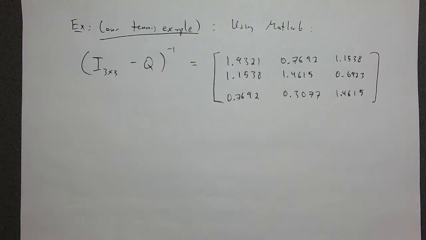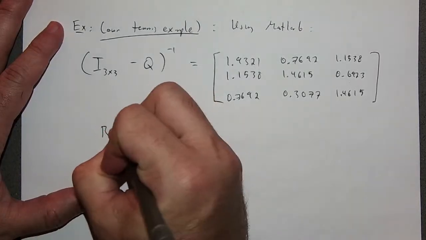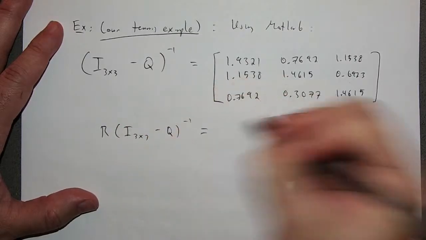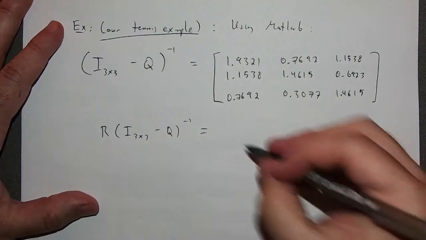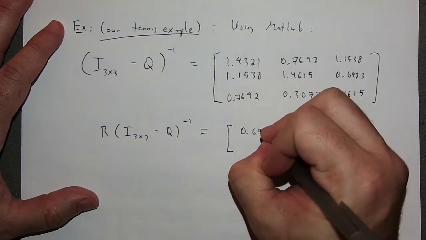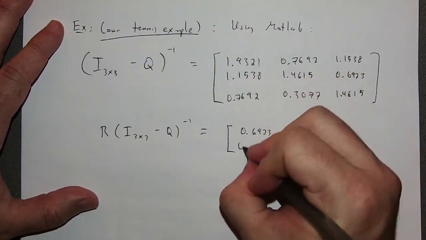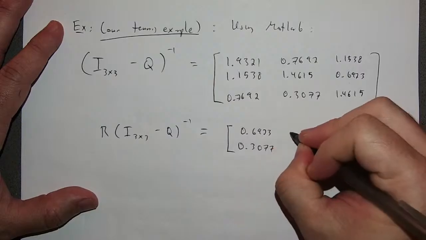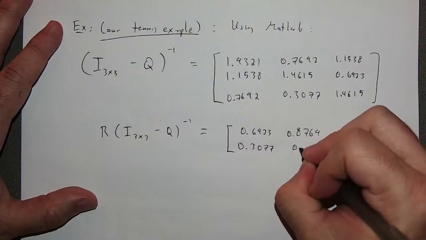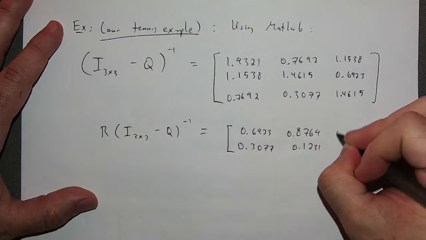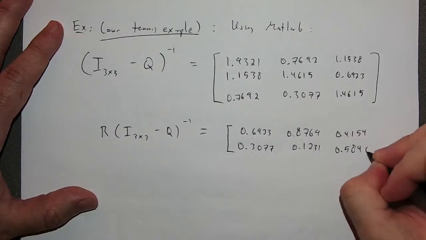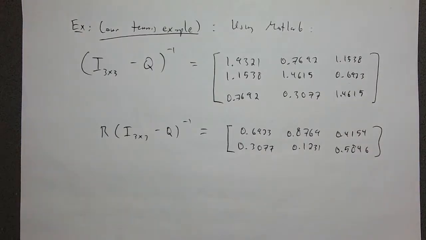Okay. So then multiply this by R, so R times this is going to be a 2x3 matrix. I'm going to read column-wise here. So this is 0.6923, 0.3077, 0.8769, 0.1231, 0.4154, and 0.5846. This is going to be the lower left block in our matrix.